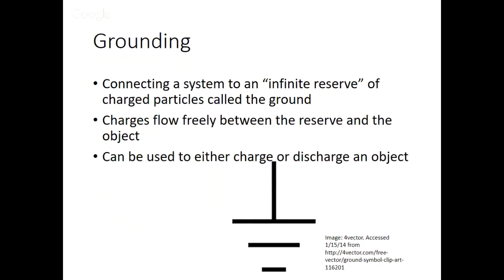Grounding. Understand, at least on a basic level, what grounding is. The ground is that always essentially neutral-ish region with an infinite reserve of charged particles. So this allows charges to flow freely to or from an object when it's grounded. That means, quite literally, there is a piece of conducting material connecting it to the ground.